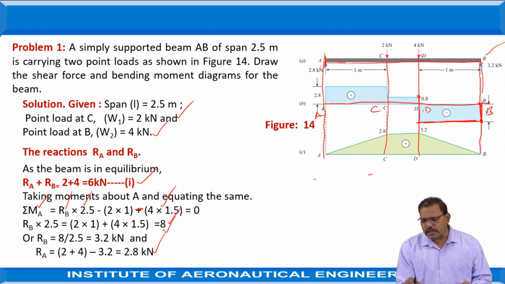Since there are no forces acting between C and D, hence draw the horizontal line. Again at C, a 2 kilonewton force is acting, which is positive. The resultant now becomes 0.8 plus 2, 2.8 in the upward direction. Since there is no force acting, you have to draw the horizontal lines like this to meet the vertical line at point A. This diagram is known as the shear force diagram.